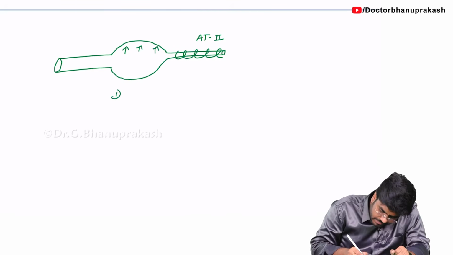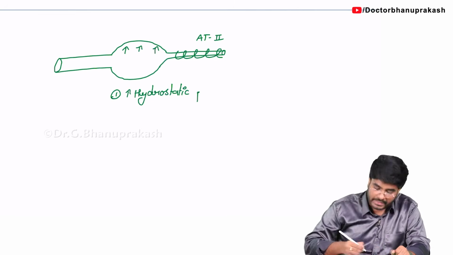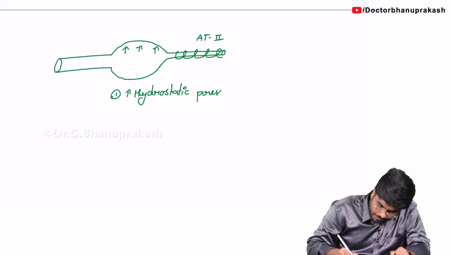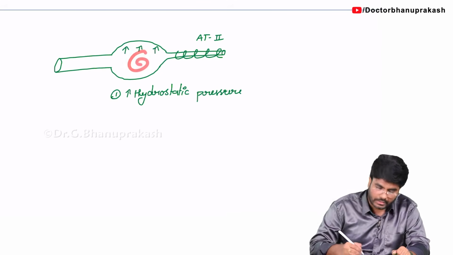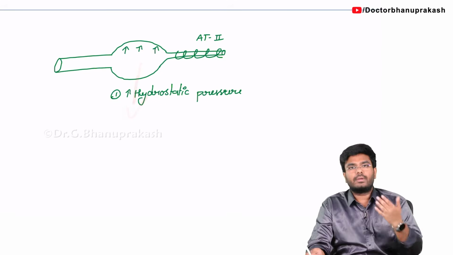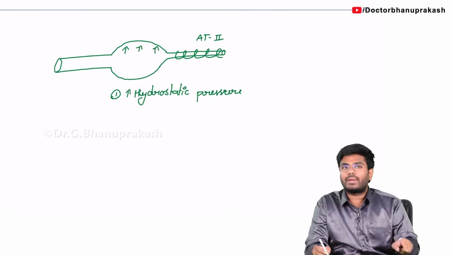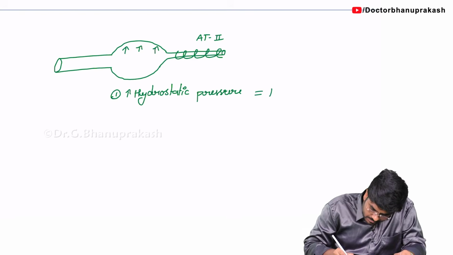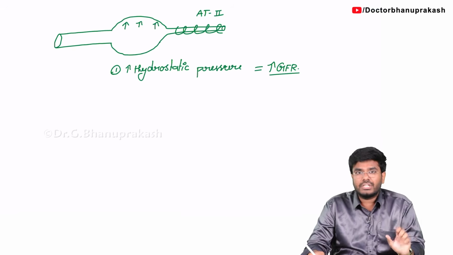So first, step number 1, there is increased hydrostatic pressure in the glomerular capillaries. Now you tell me, whenever there is more pressure over here, more filtration will happen because the hydrostatic pressure is a favoring force. Whenever there is more hydrostatic pressure in the glomerular capillary, that favors more GFR. So GFR will be more. GFR increases. Now this is what happens initially.